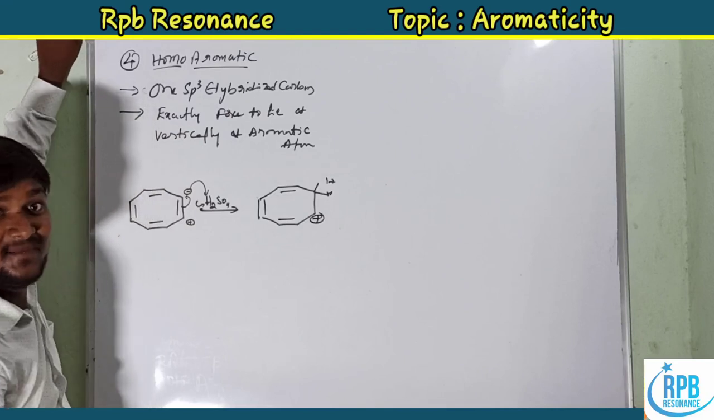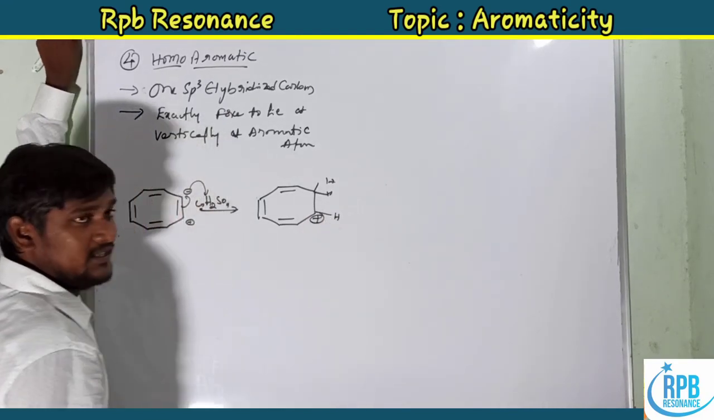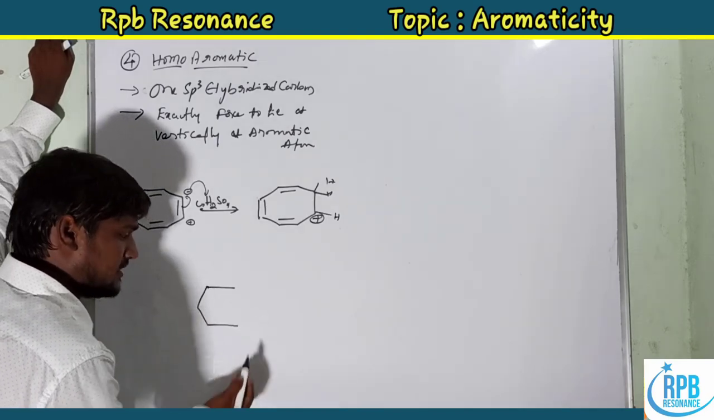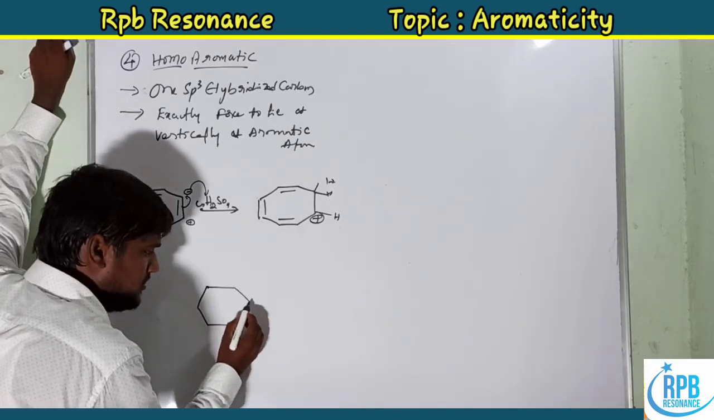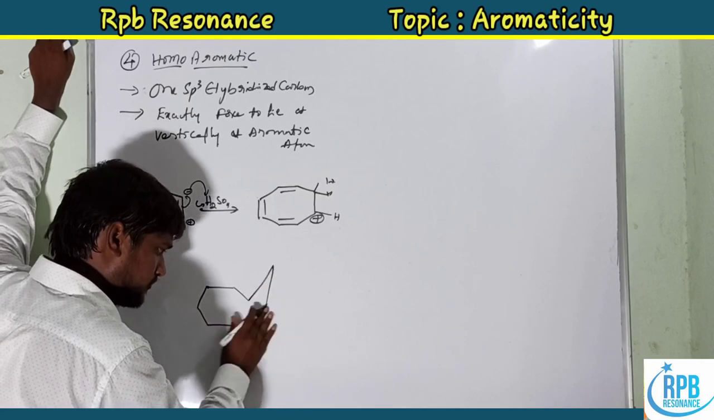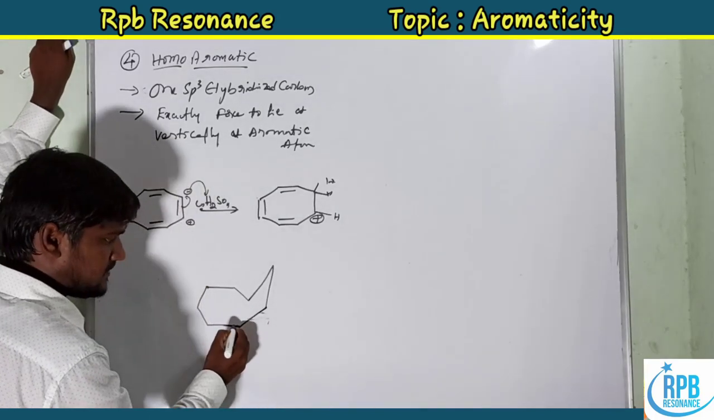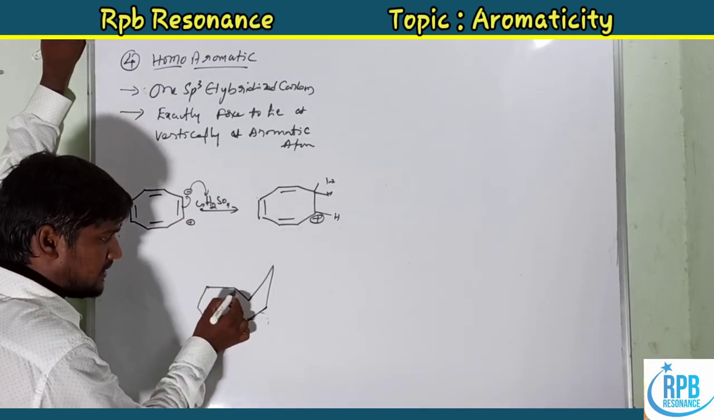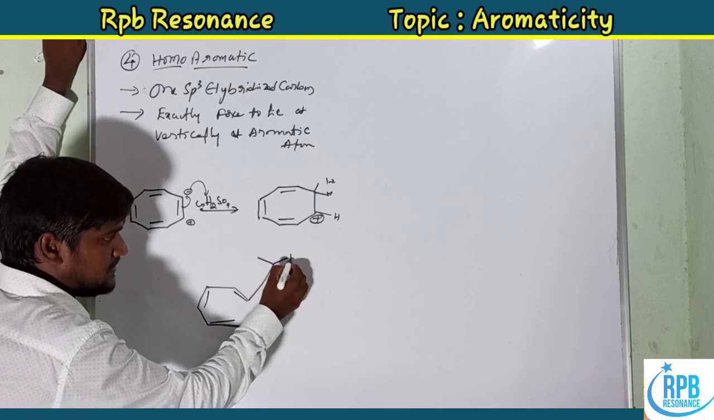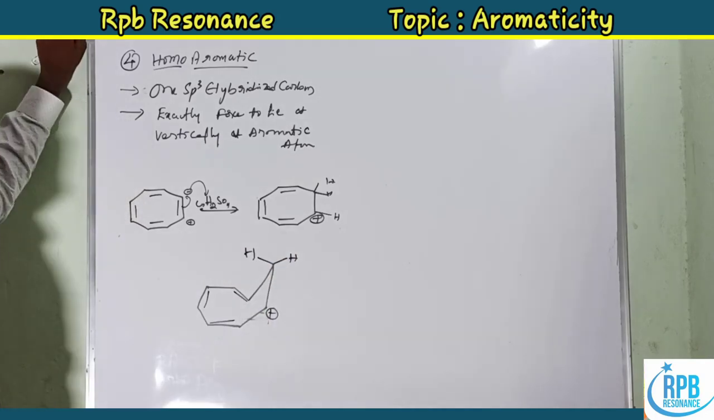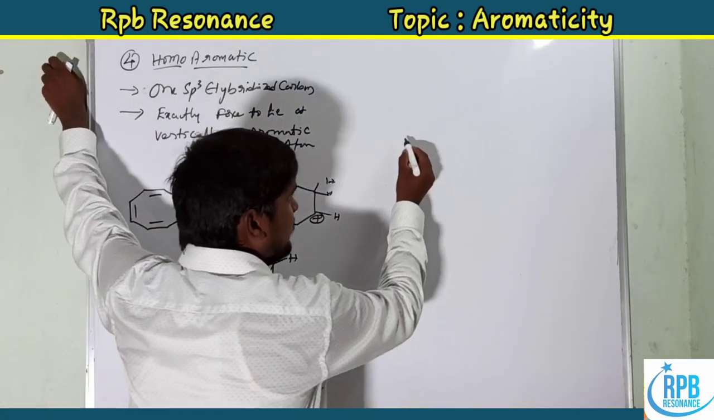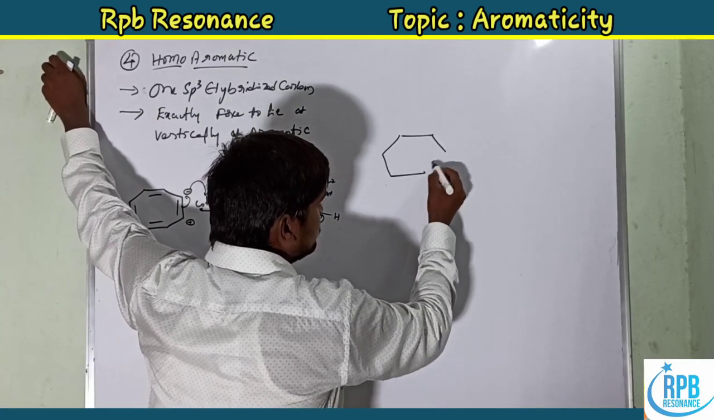That means a cation, with one hydrogen here and one hydrogen here. Simply, this is the molecular structure of the compound. It is an 8 membered ring: double bond, double bond, double bond, and here the cation. Here is the sp3 hybridized atom with two hydrogens. So almost all these atoms form a seven membered ring, like this.